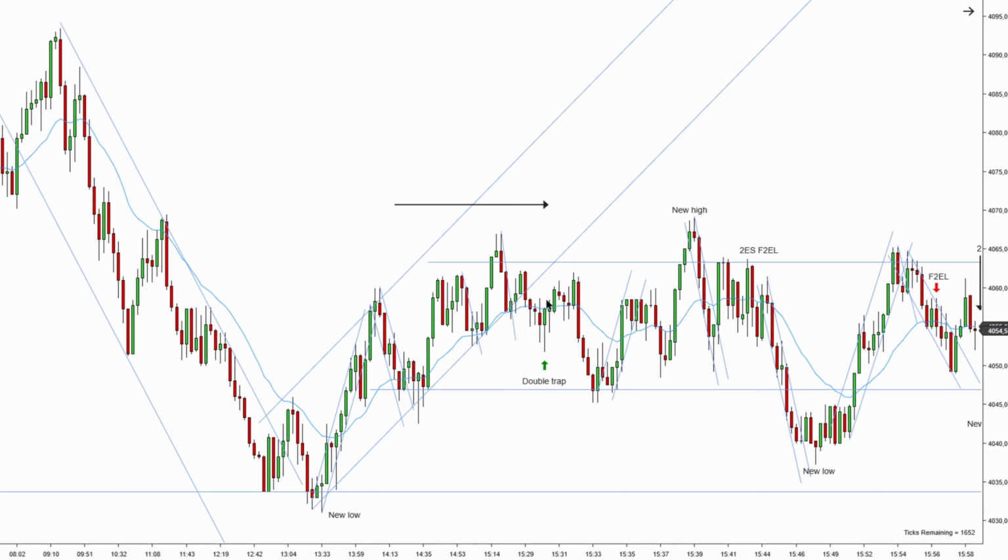It reversed on them quickly, and now this is a double trap. Everybody who went long too early got trapped, and everybody who went short too early against the trend is getting trapped. This is my first trade for the day. I mainly like the strong bullish momentum bar.